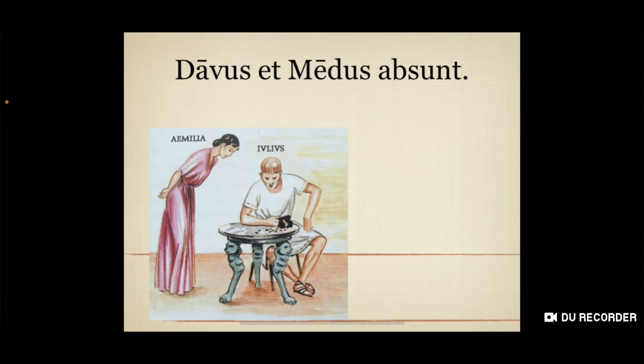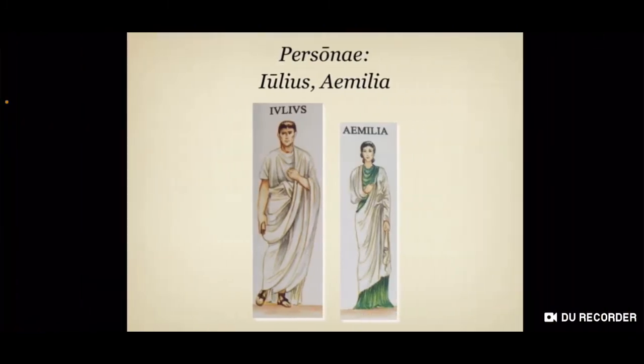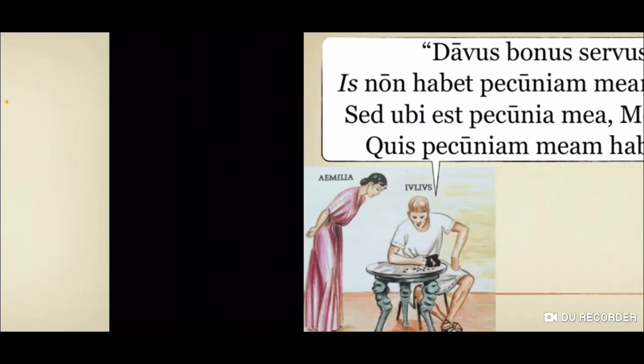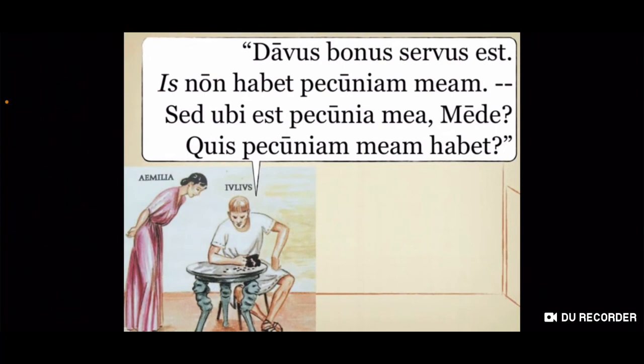Davus et Medus absunt. Davus and Medus are absent. Personae, the actors in this one, Julius and Amelia. I think it's the last part. Davus bonus servus est. Davus, a good servant. Is non habet pecuniam meam. He doesn't have my money. Non habet pecuniam meam, my money.